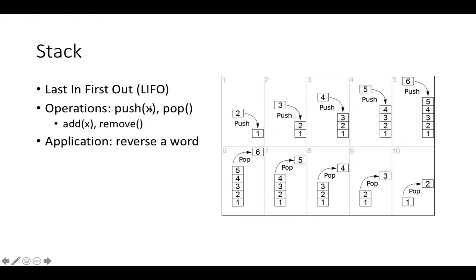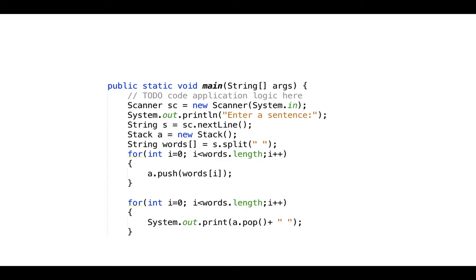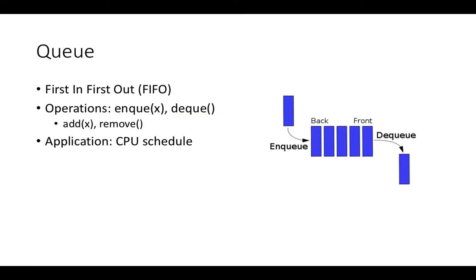As you see, if you want to push, you have to give the element that you want to push, and if you want to pop, you don't need to give anything as a parameter. So one application of this is reversing words, and we saw some examples where we reverse the sentence in the last video. So the next data structure we want to talk about is the queue.